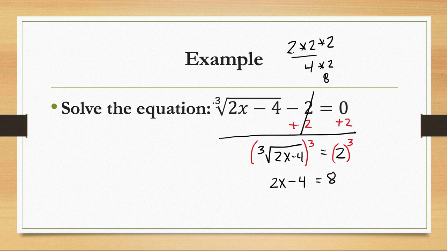So I want to deal with this minus 4 first. So I'm going to undo it by adding 4 to both sides. So we're going to have 2x, the 4's will cancel, is equal to 12. And again, solving for x, so this 2 times x has to be undone with division. We're going to divide both sides by 2. And so our answer is going to become x is equal to 6.